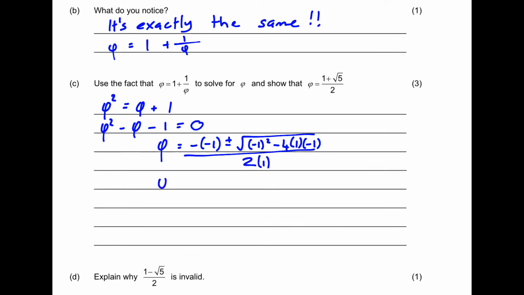Okay, now all we need to do is simplify and hope that we end up with that expression. Negative times negative 1 is positive 1, plus minus the square root of negative 1 squared, which is 1, then minus 4 times 1 times negative 1, which is minus 4 times negative 1, which is plus 4, all over 2. And because we are looking for the plus or positive solution, we can then say that therefore phi is equal to 1 plus root 5 over 2. The negative solution, by the way, is invalid because phi can't be negative. Phi is actually a constant, as you saw at the beginning of the question.